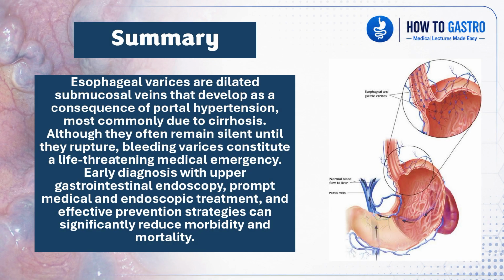So in summary, esophageal varices are dilated submucosal veins that develop as a consequence of portal hypertension, most commonly due to liver cirrhosis. Although they often remain silent until they rupture, bleeding varices constitute a life-threatening medical emergency. Early diagnosis with an upper GI endoscopy, prompt medical and endoscopic treatment, and effective prevention strategies can significantly reduce morbidity and mortality.